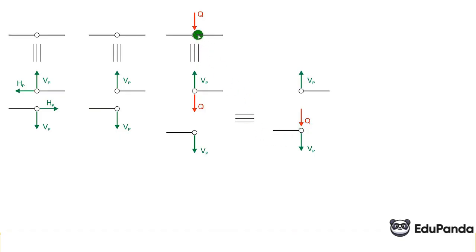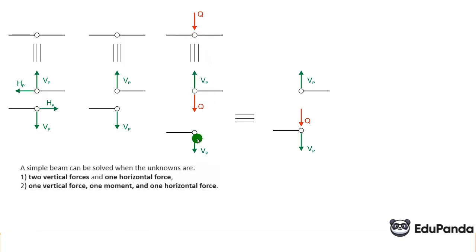And the principle is as follows. We can solve a straight beam if the unknowns are either 2 vertical forces and a horizontal force, or 1 vertical force, a moment, and a horizontal force. So we look at a Gerber beam, we imagine that we divide it at the joints, meaning that a vertical reaction occurs at this joint, and we consider which beams will be primary and which will be secondary.